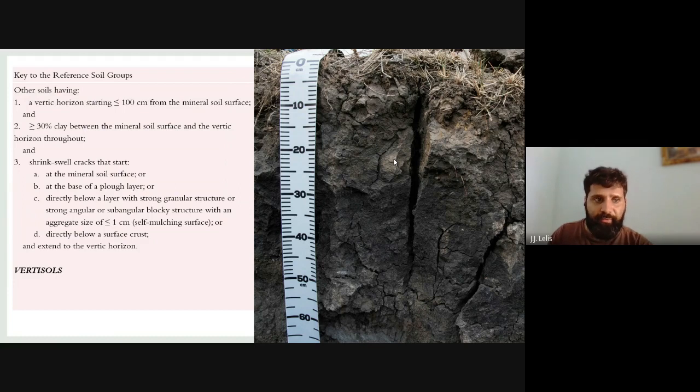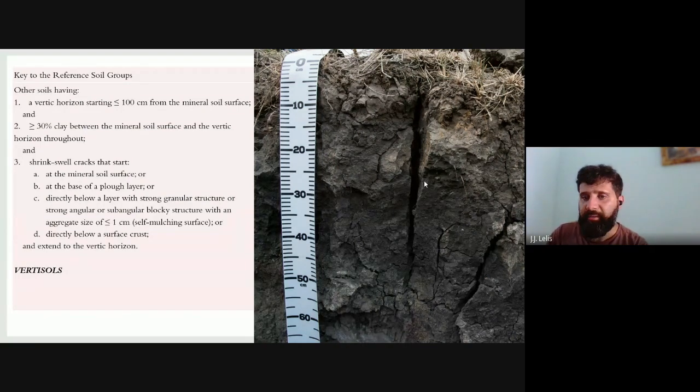Vertisols are related to the presence of the vertic horizon inside the first 100 centimeters from the mineral soil surface. The vertic horizon is the horizon where you can find these large cracks. It is a clayey horizon that possesses a high amount of expansive clays that can shrink and swell easily due to variation of soil moisture.